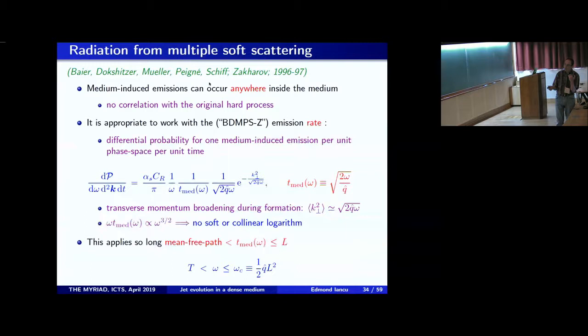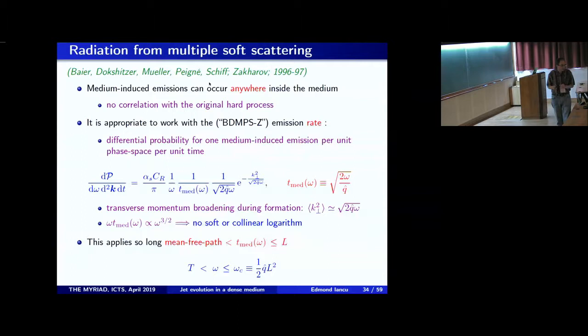It's not infinitely singular, so it's not logarithmically singular. It's power-like singular, and because of that, there is no soft log. So this medium-induced spectrum, the BDMPS-Z spectrum, has no collinear nor soft logarithmic enhancement. It's very different from the Bremsstrahlung spectrum in that respect. This has dramatic consequences. I'll show you later.